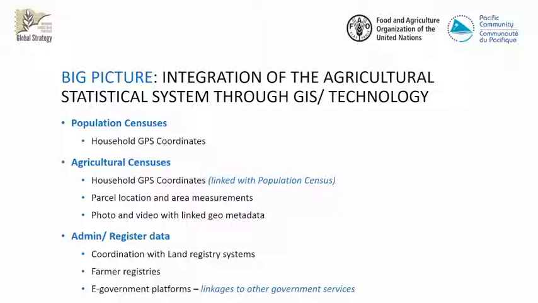So these are some examples of how we've incorporated GIS into the different types of statistical activities that we work with. In the population censuses, we usually support developing an agricultural module. Here, we add some agriculture questions that help us form the frame for the agriculture census. But we also include the household GPS coordinates, that is the coordinate of the household at the doorway, to help form the linkages between the population census and the agricultural census.